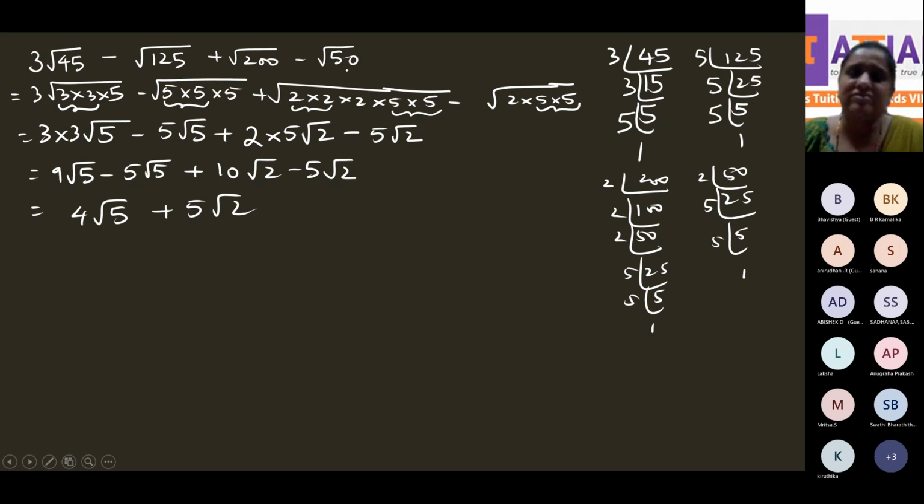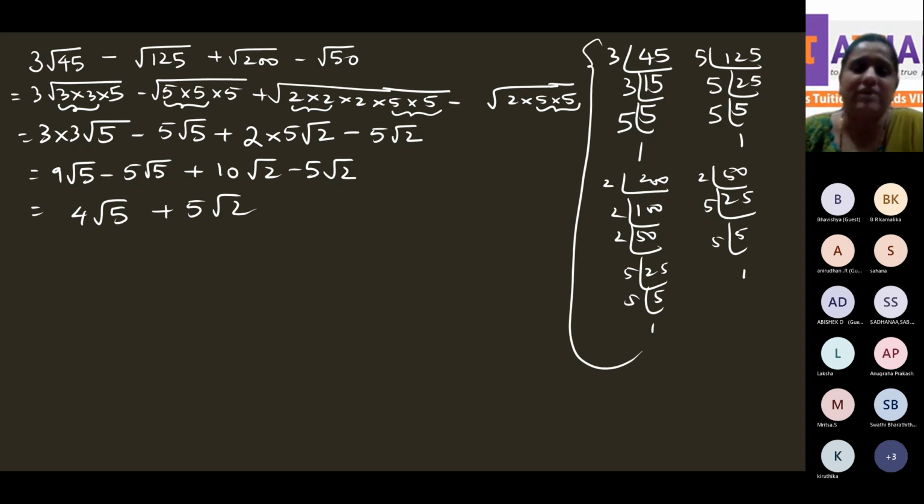If you can guess, write that number as a product of a perfect square and a different number. If that's difficult, you can always use this method to break down the numbers into a product of their prime factors. Again, I'll give you a minute. If you want to make a note of this, you can take it down.